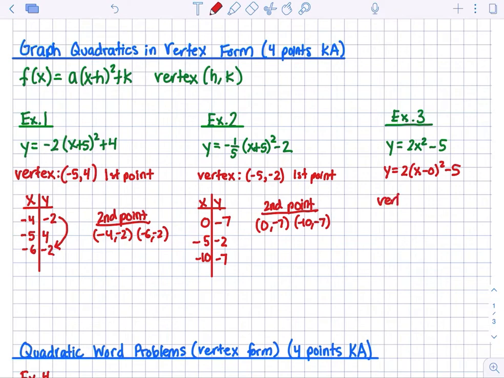And then your vertex for this problem would be (0, -5). And then you just plot it like usual. So that should help you when you're graphing your vertex form using quadratics. I will also be posting the videos on Khan just in case you want that as well.